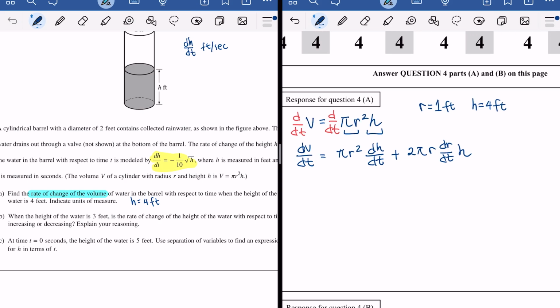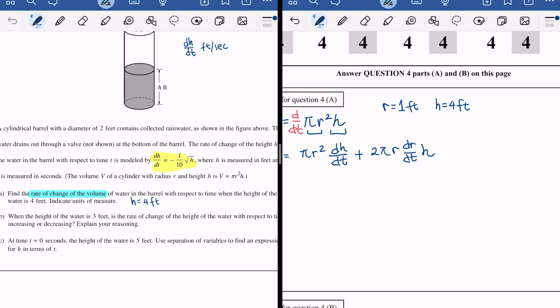Which also can plug into this dh dt equation, which is highlighted in yellow here. dh dt, when we plug in, it is negative 1 over 10 multiplied by square root of h. H will be 4 at the instant. What we do not know is the dr dt.